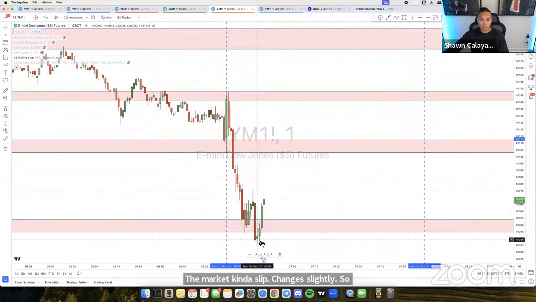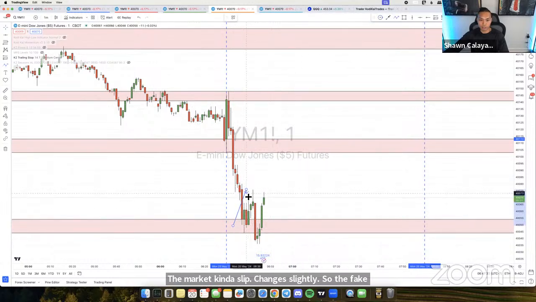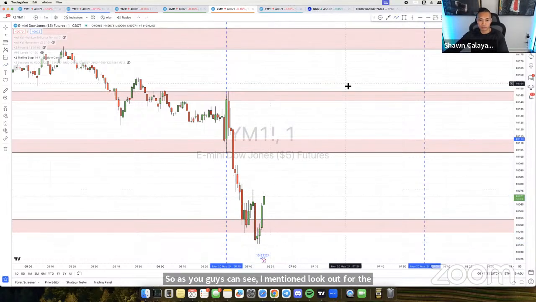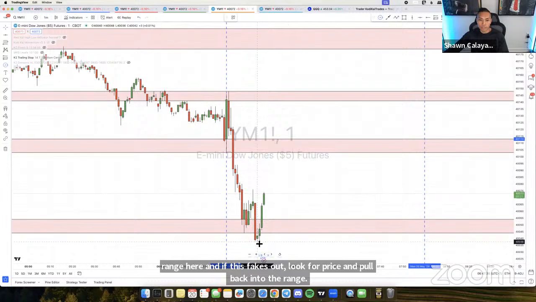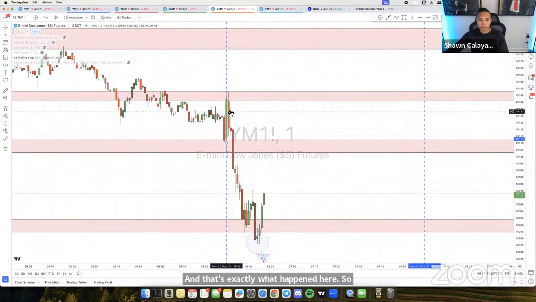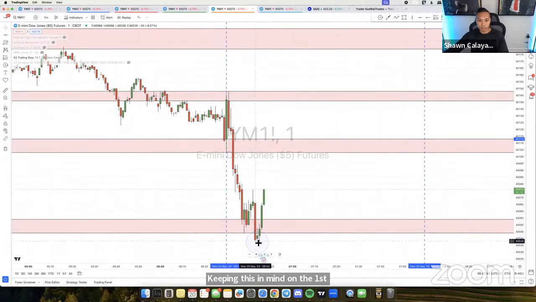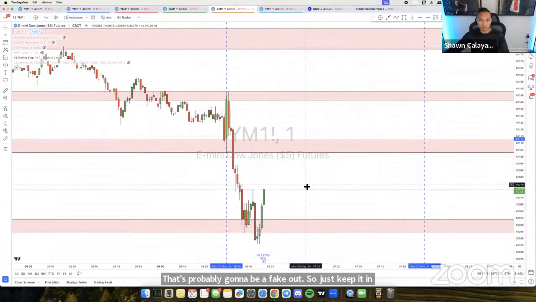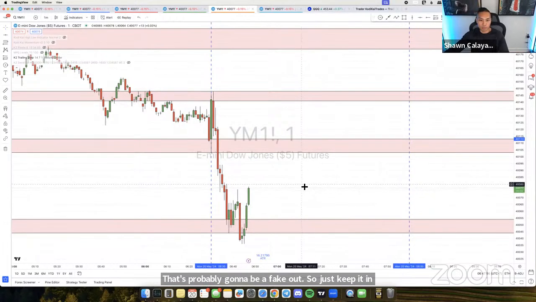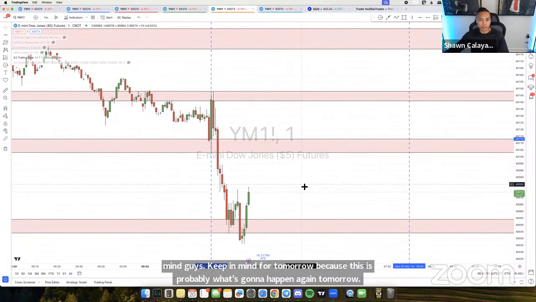So the fake out right here happened just like we anticipated. As you guys can see, I mentioned, look out for the range here. And if this fakes out, look for price to pull back into the range. And that's exactly what happened here. So with that said, keeping this in mind, on the first breakout, that's probably going to be a real breakout. On the second breakout, that's probably going to be a fake out. So let's keep that in mind, guys. Keep that in mind for tomorrow because this is probably what's going to happen again tomorrow. This is probably what's going to happen on Wednesday, Thursday, and Friday.